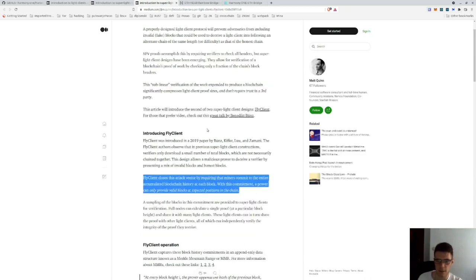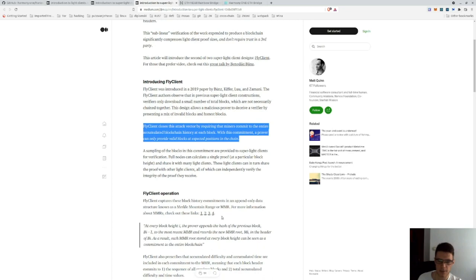Fly client is another approach that improves those attack vectors by requiring that miners commit the entire accumulated blockchain history at each block. With this commitment, prover can only provide valid blocks at expected position in the chain. Fly client uses this MMR, or Merkle Mountain Range, for those commitments, and it's basically an append-only data structure.